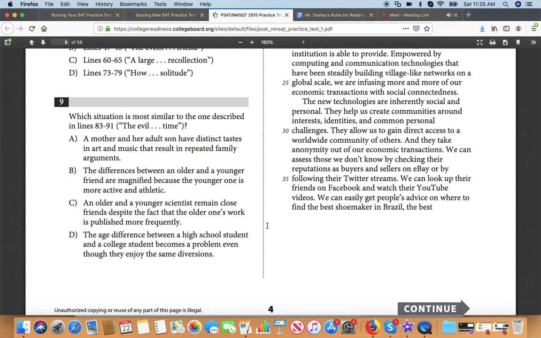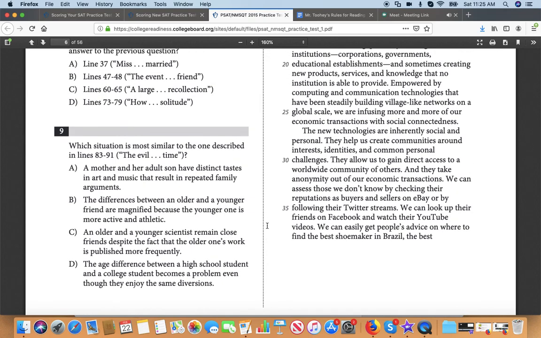Try B. The differences between an older and a younger friend are magnified because the younger one is more active and athletic. Is that similar to the situation described in lines 83 through 91? Yes, it's similar. Because it's an older person and a younger person, and one is not doing as well as the other. It's not exact, obviously, it doesn't perfectly parallel, but it's similar. Let's keep B. Do we see why we can eliminate A based on evidence in the text, and we can't for B? In fact, we can find some evidence to support it. So let's keep B.